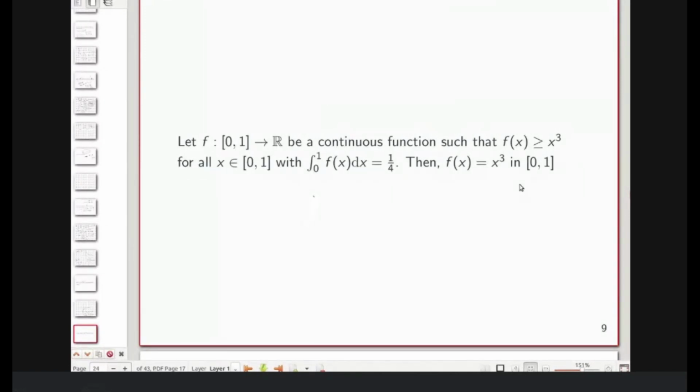You don't need to give the whole proof. Exactly. So Abhinand is saying consider the difference. So we consider f(x) minus x cube. From this inequality, I know that this is a non-negative function. Now what are you going to do, Abhinand?